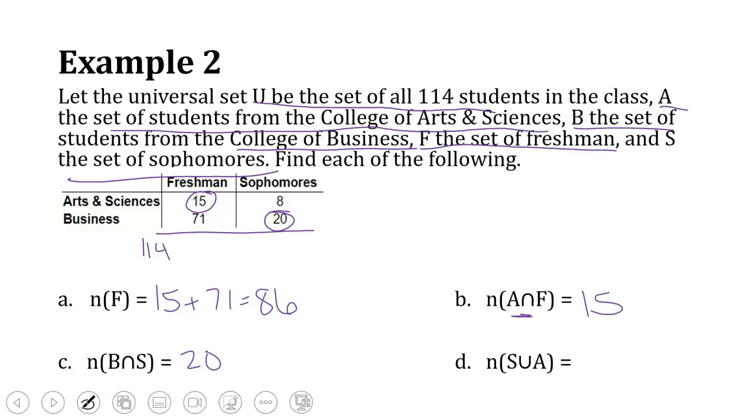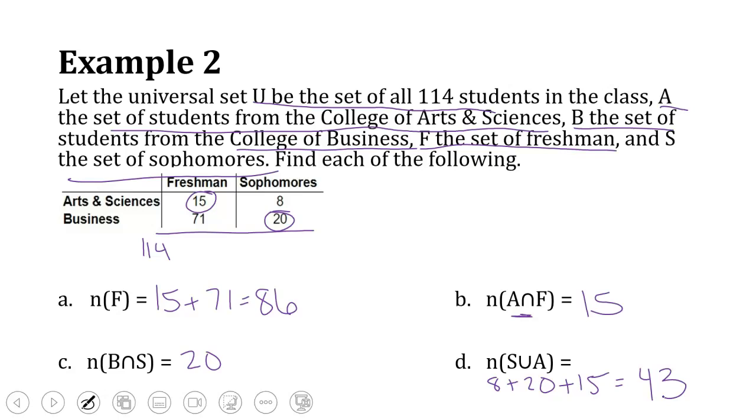And then lastly, what is a number that has all sophomores or arts and science? So all my sophomores, let's look at that list. I have 8 plus your 20. Now let's look at the arts and science. I have 15 and 8. Well, I already included 8. Don't list anything twice. So I just need to list the arts and science 15, and that number is 43.